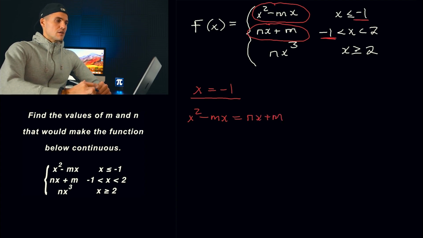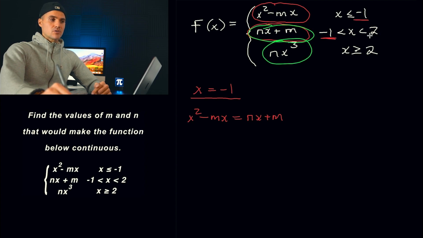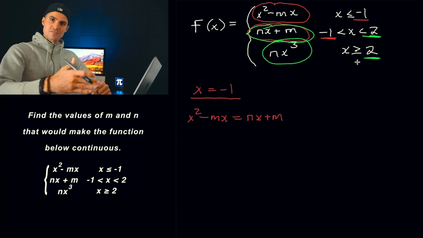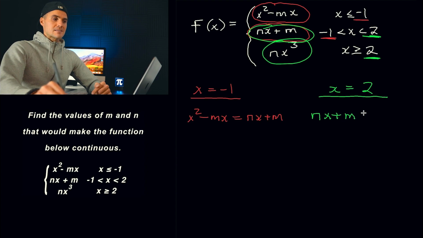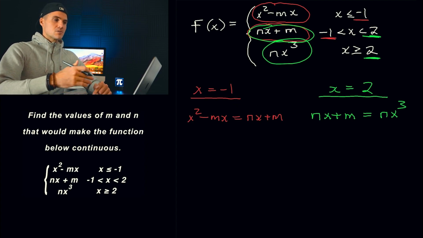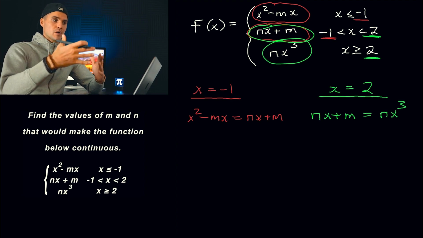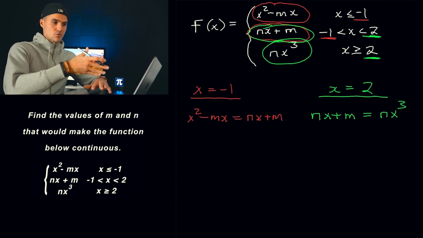And then the second piece, the nx plus m again, and then the third piece, nx cubed, where do these two meet? At what x value? Well, notice that they're going to meet at an x value of 2. So at an x value of 2, basically those two pieces right there, nx plus m, has to equal nx cubed. And then from here, we could go into basically solving these two equations. Notice we have two unknowns, an m and an n value, so we need two equations, which we have here now.